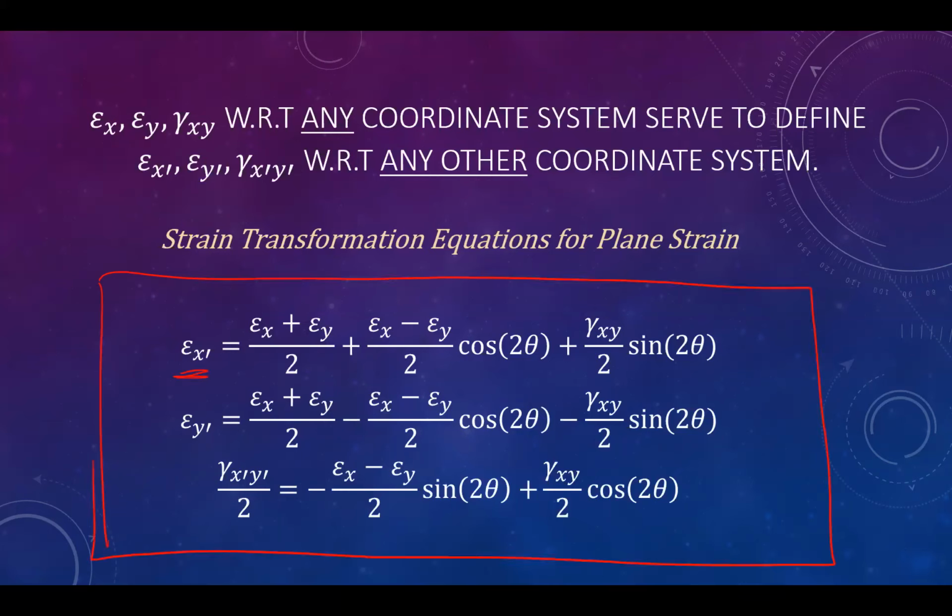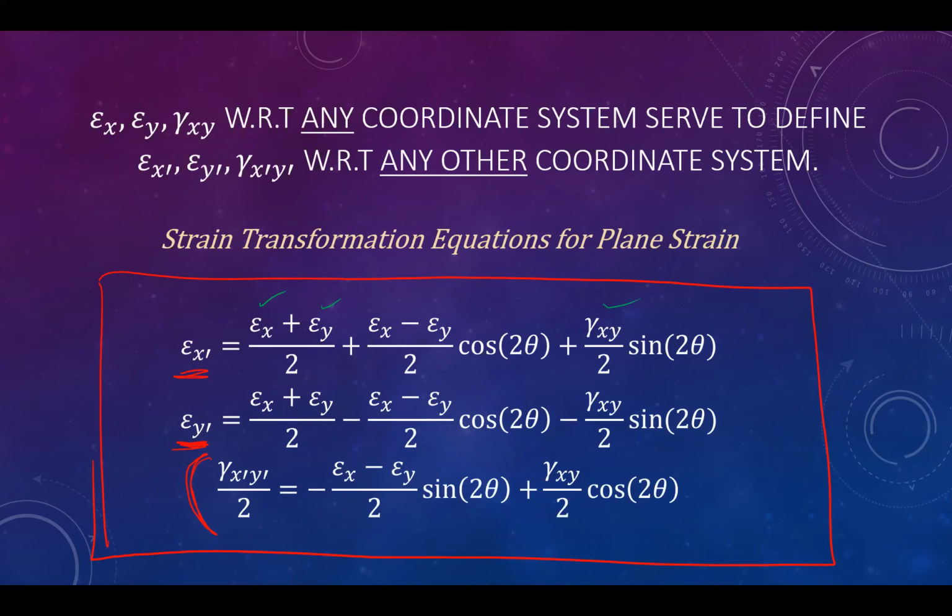Your normal strain in the x prime direction, your normal strain in the y prime direction, and your gamma, or your shear strain, can be expressed as functions of the x and y normal strains, as well as the shear strain in the xy coordinate system. Now note that these look identical to the stress transformation equations, derived in a completely separate way, but yet they turn out to be identical with one important exception.